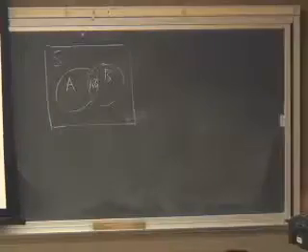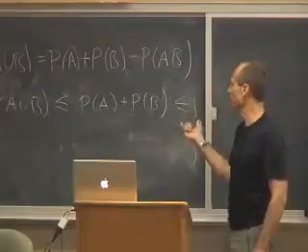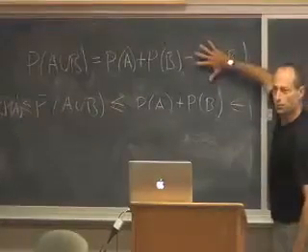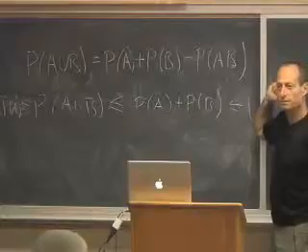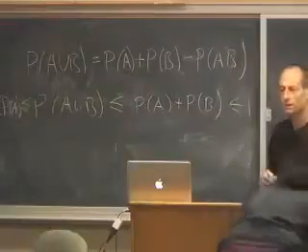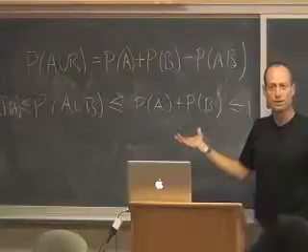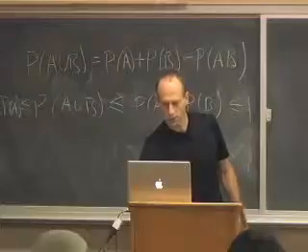Yes? But isn't P of A union B exactly equal to P of A plus P of B? Only if they're disjoint. The question was, isn't probability of A union B equal to the probability of A plus the probability of B? No, it's equal to this. If they're disjoint, this is 0. If they're not disjoint, I need to subtract something off, because I've counted their intersection twice. Okay. All right, so this lets us find bounds on probabilities without knowing a whole lot else. So let's look at an example of that.